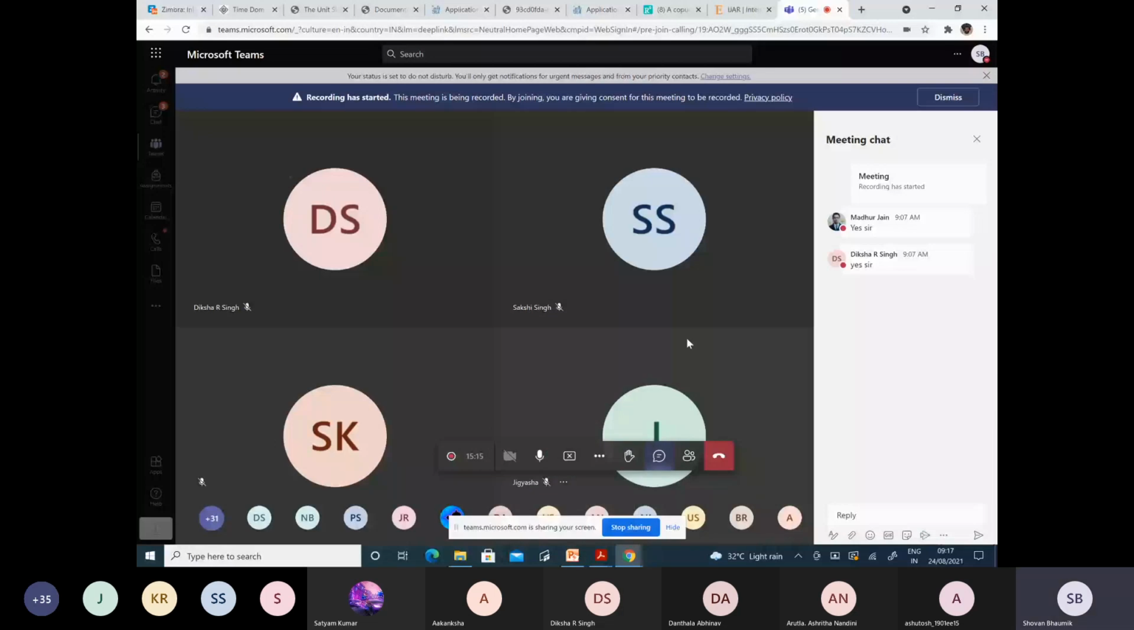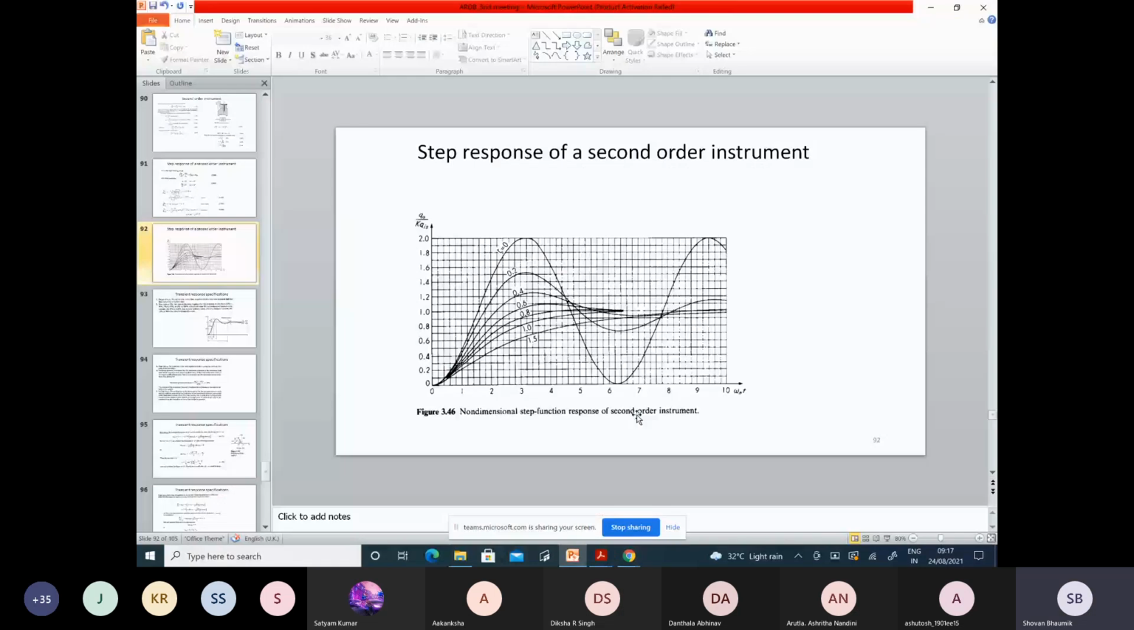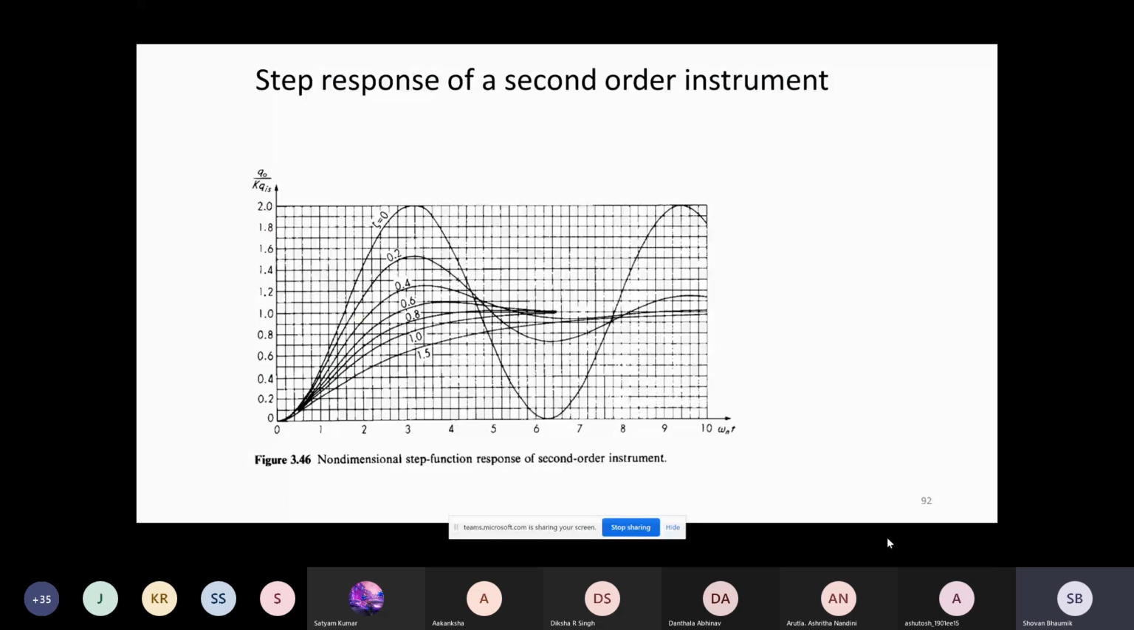Okay, now let's go on, so this one we understand. Now suppose we have two different instruments and we have two different responses. We need to characterize the response with several parameters so that we can say that this response has this parameter and another response has that parameter, and which one is preferable. To do that, we will now characterize the output of a second order system for a step input with different parameters.